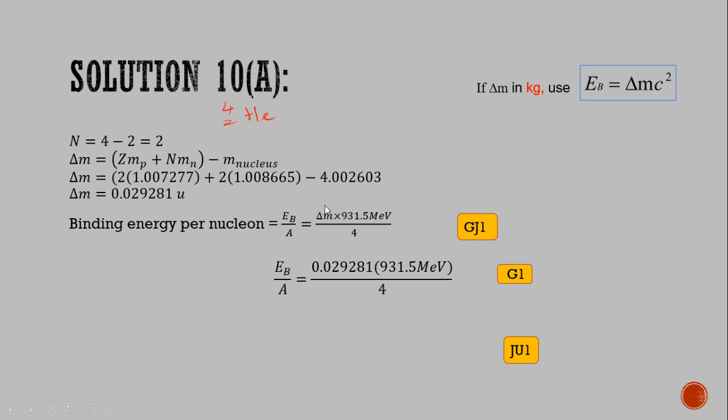And next we substitute the value of delta M. We have another 1 mark for the substitution. And lastly, we have the binding energy per nucleon value 6.82 MeV per nucleon, 1 mark.